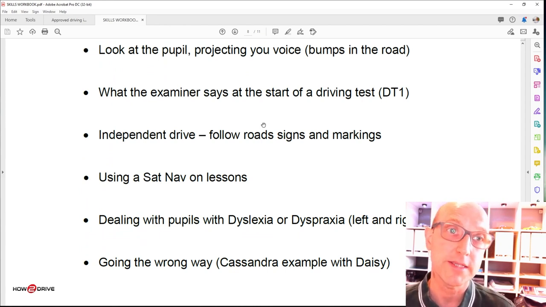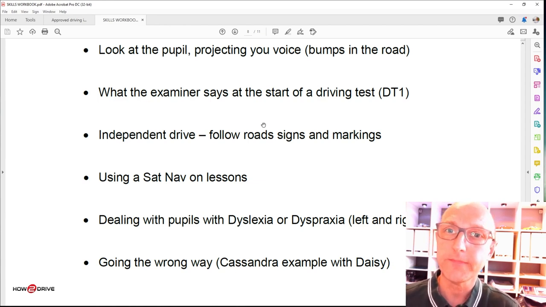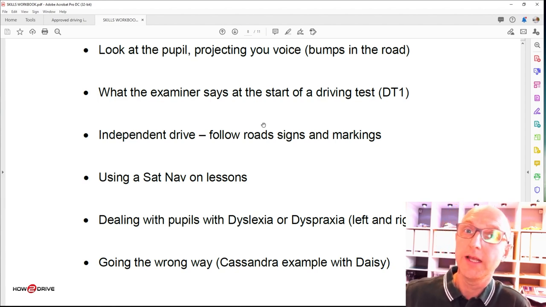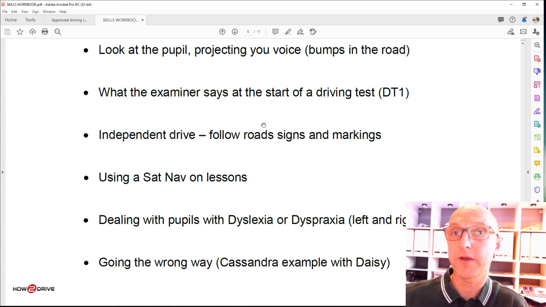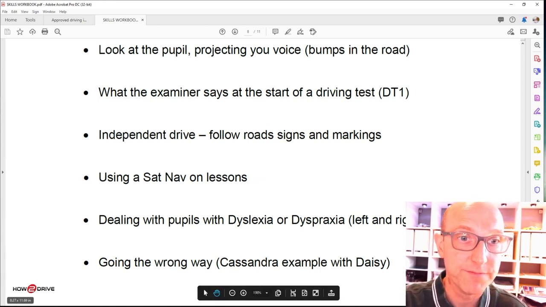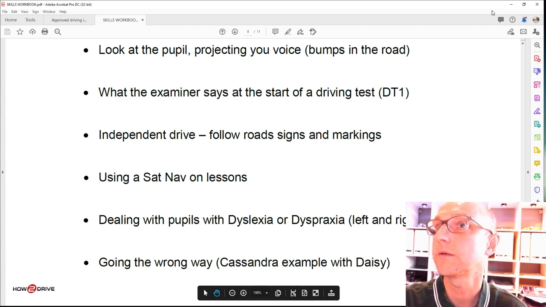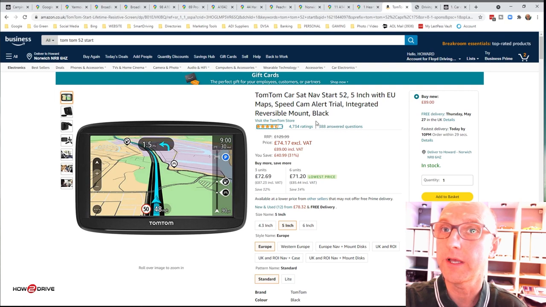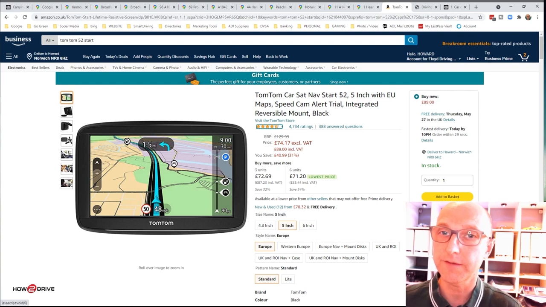Why not use a sat nav on a lesson? Get the sat nav out. This will help your pupils prepare for something that will happen on the driving test, and just get them used to responding to directions given by a sat nav. In case you're wondering what sat nav the examiners use, I'm just going to pop that down. I've put that up there. So yeah, the TomTom Start 52 is the model of sat nav that examiners are using currently. So it might be an idea to get that one, for familiarity and how it looks and where things are presented. So that might be a good tip to do.